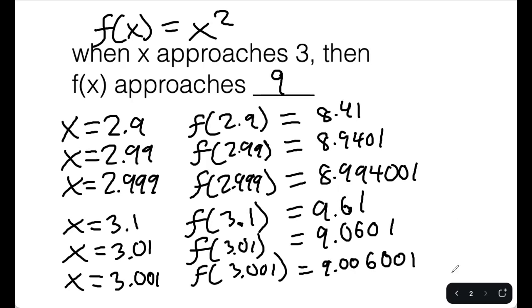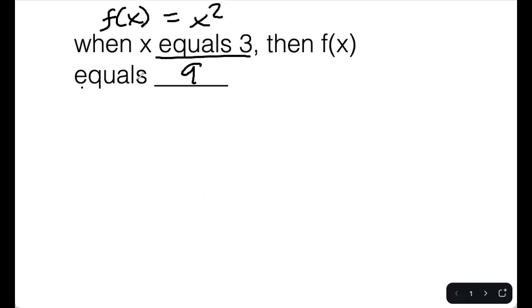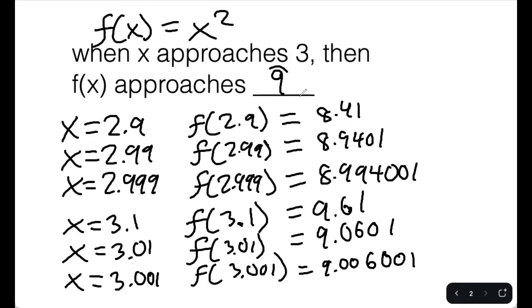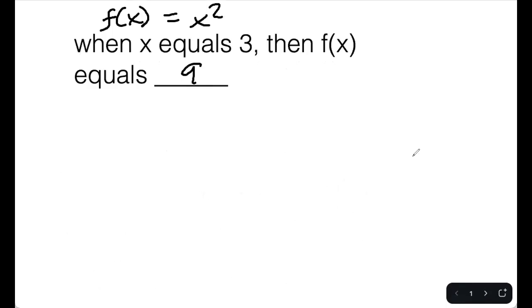Of course, a lot of people would say, what's the point of thinking of approaching when it just gets you the same result as equaling, right? In both cases, we got the same result. We got 9. Why make this distinction between equaling and approaching if we end up just getting the same result? The answer is because it doesn't always get us the same result. We're actually kind of lucky if we get the same result.